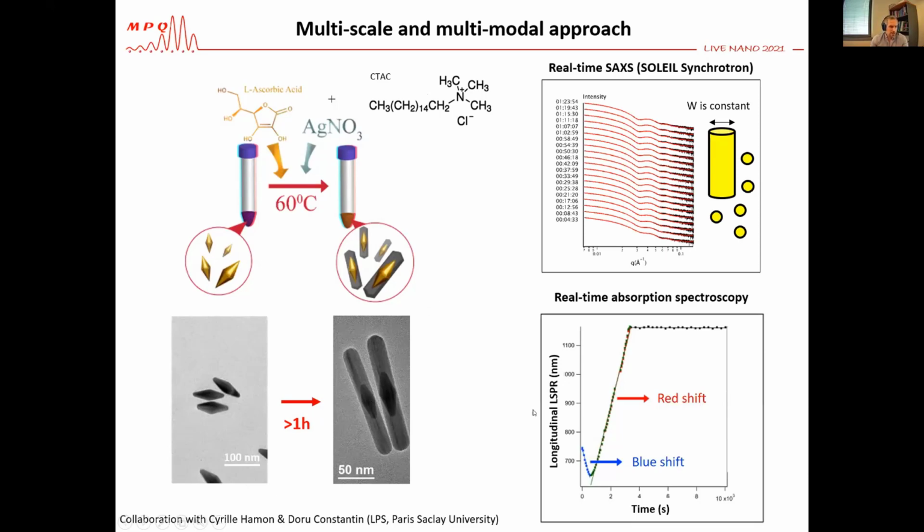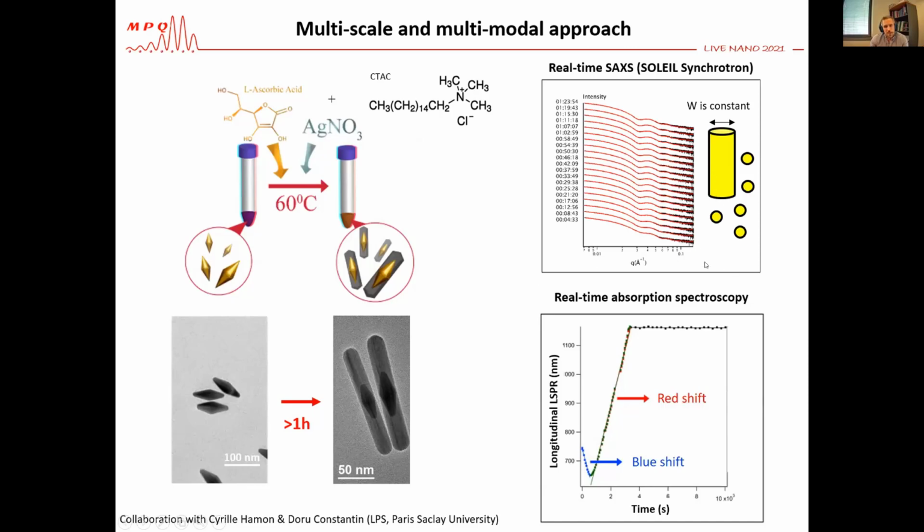So my colleagues are experts in real-time SAXS and real-time absorption spectroscopy analysis, and they follow these syntheses at the large, bulk scale. The SAXS results can be interpreted by the growth of cylindrical nanoparticles together with a lot of small spherical nanoparticles. And the cylindrical nanoparticles have a constant width.